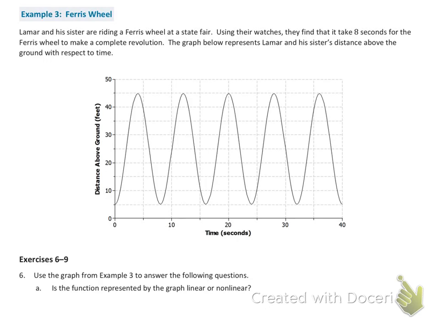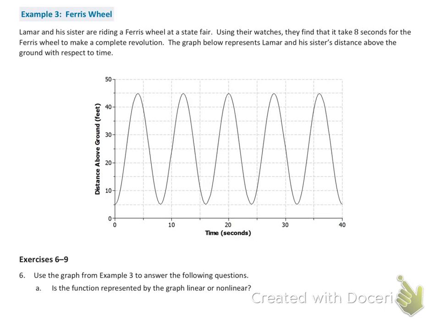This next example is a very different type of graph. So let's read what it's representing. Lamar and his sister are riding a Ferris wheel at a state fair. Using their watches, they find that it takes 8 seconds for the Ferris wheel to make a complete revolution. The graph below represents Lamar and his sister's distance above the ground with respect to time.